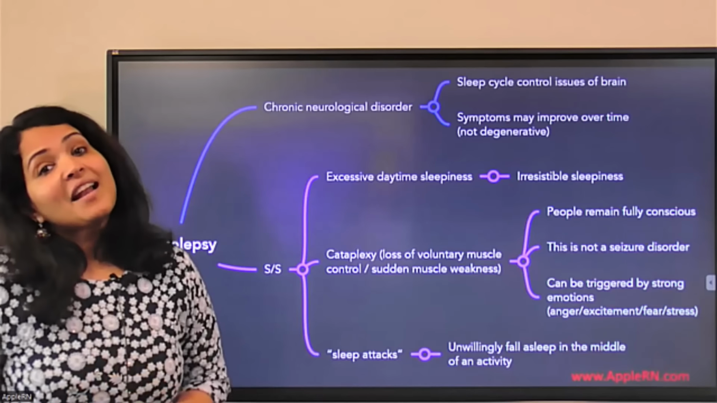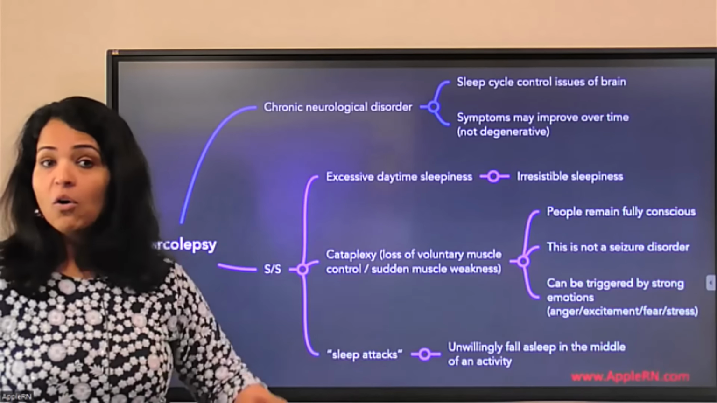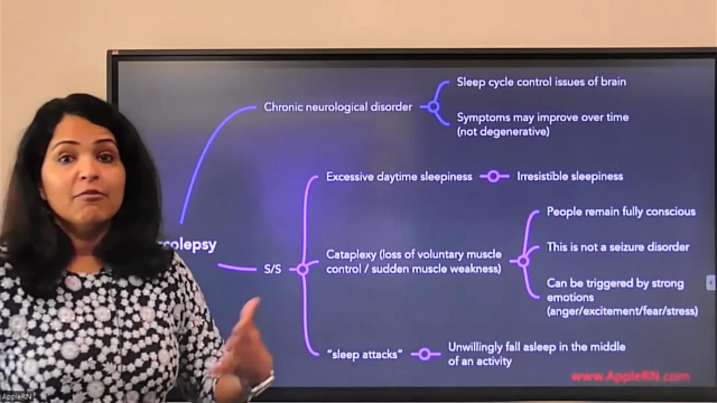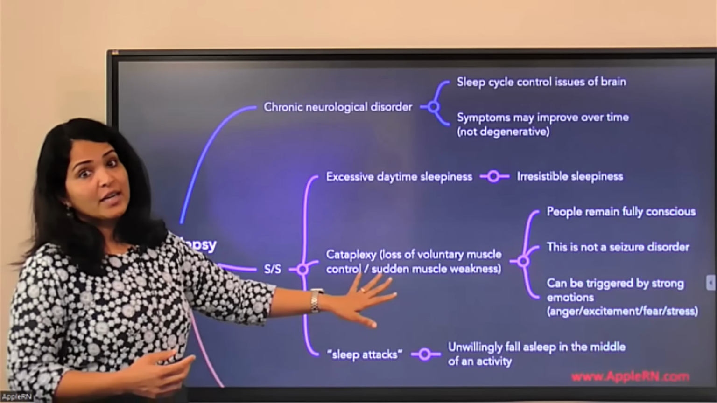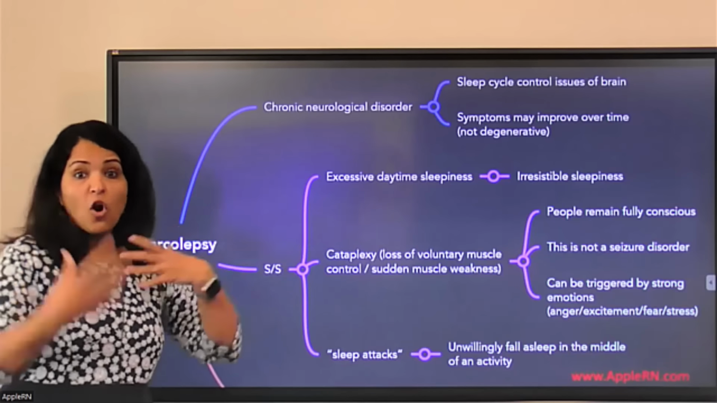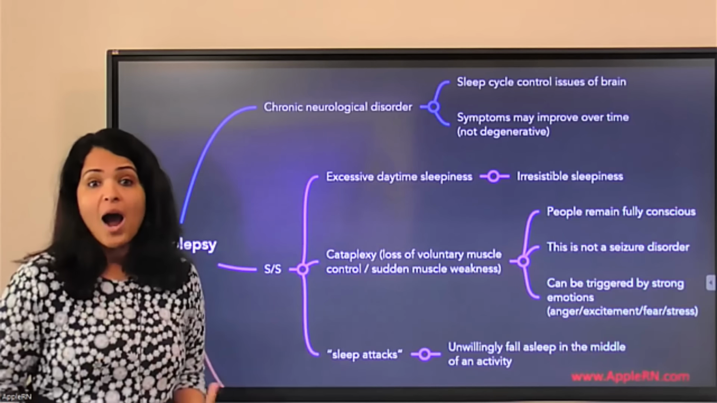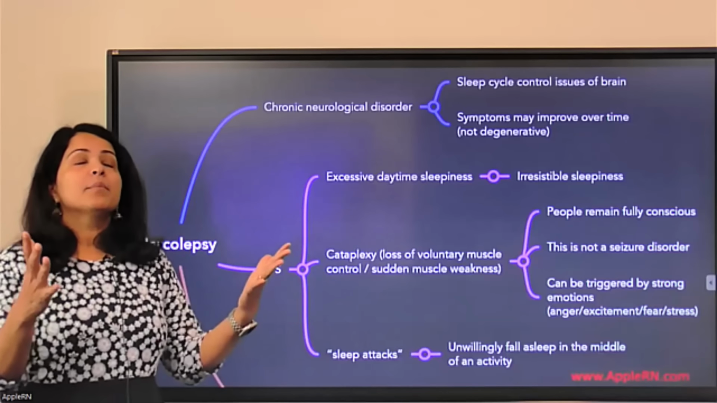Another thing is it can affect anybody: young, old, adults, male, female, everyone can have this problem. And this cataplexy, the sudden loss of voluntary muscle control or sudden muscle weakness, can also be triggered by really strong emotions like anger, fear, stress, excitement, or laughter. Somebody may be joking with you and laughing and so happy, so excited, and all of a sudden they might go to sleep.